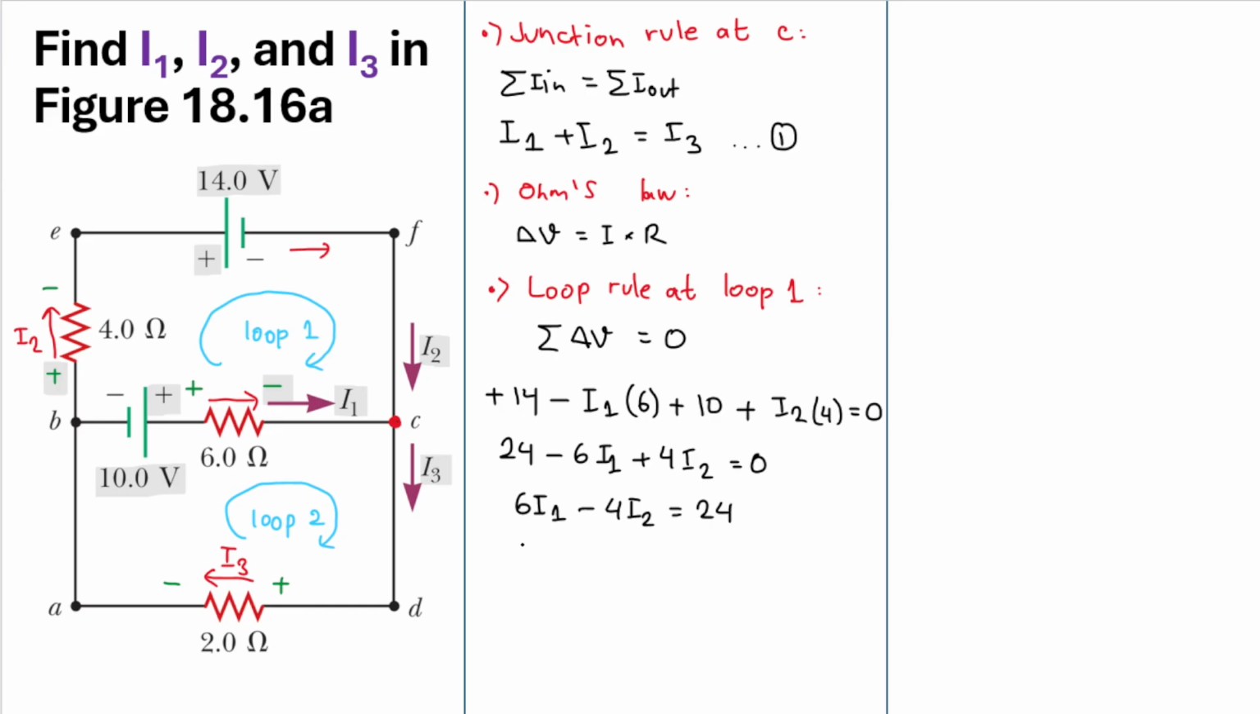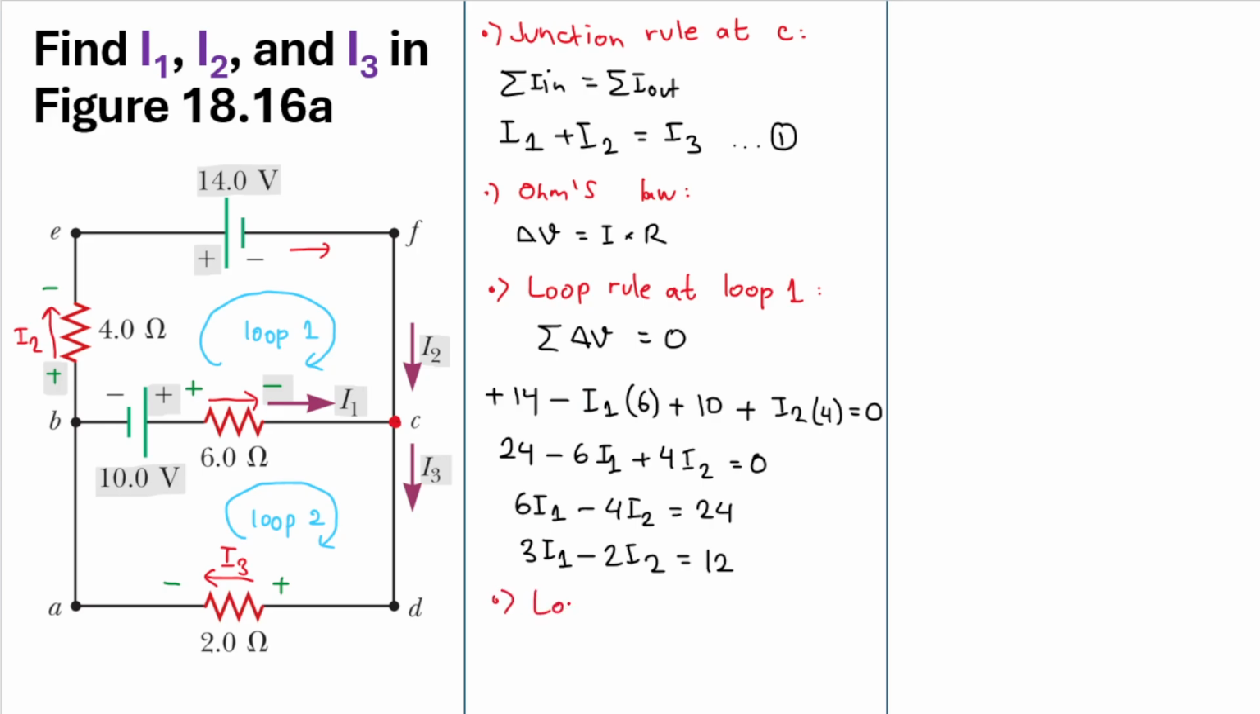Or we can simplify this. So we will have 3I1 minus 2I2 is equal to, what is it? 12, right? Because we divide both sides by 2. Good. Now let's move on to another loop rule, but this time at loop 2.